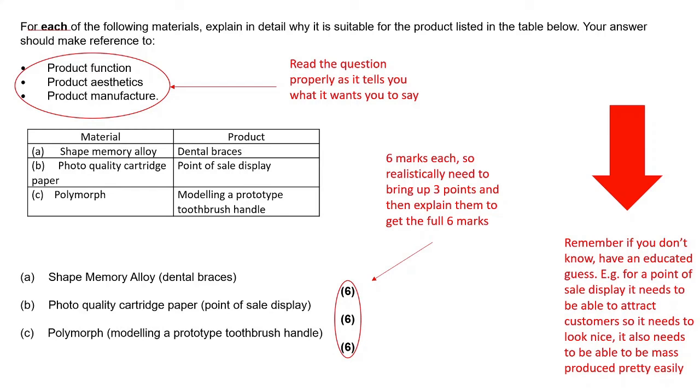So for example, if you take a point of sale display, you know the whole purpose of it is to attract customers. So it needs to look nice, and it also needs to be easily mass produced, because you don't just make one promotional stand, you make thousands and thousands. So pause the video, give yourself 18 minutes, fast maths for you right there, answer the question and then unpause it and we'll go through the answers.